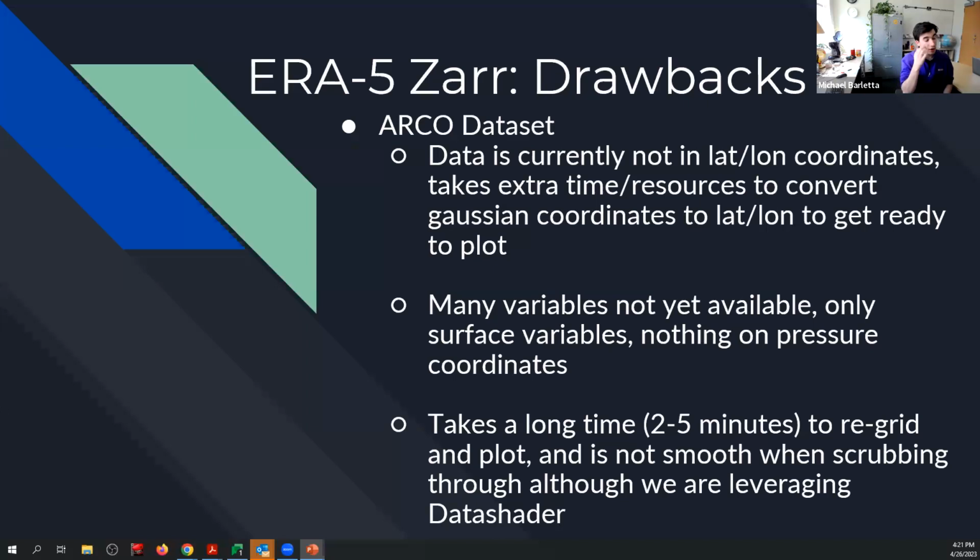Many of the variables also are not yet available. Only surface variables are available. There's nothing on pressure coordinates. There are some entire atmosphere variables like precipitation rate that I showed before for the storm of the century.